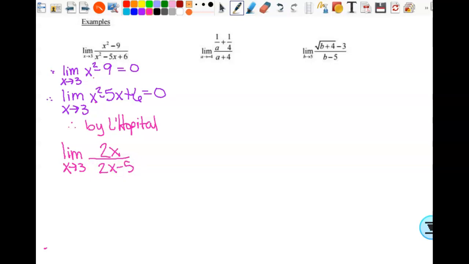And so now can we just do direct substitution? Yes. And this is going to give me 2 times 3 over 2 times 3 minus 5, which gives me 6 over 1, which I can leave like that or make it 6.